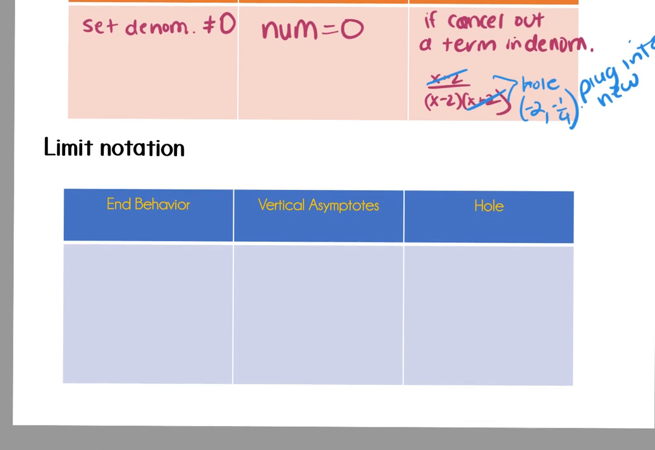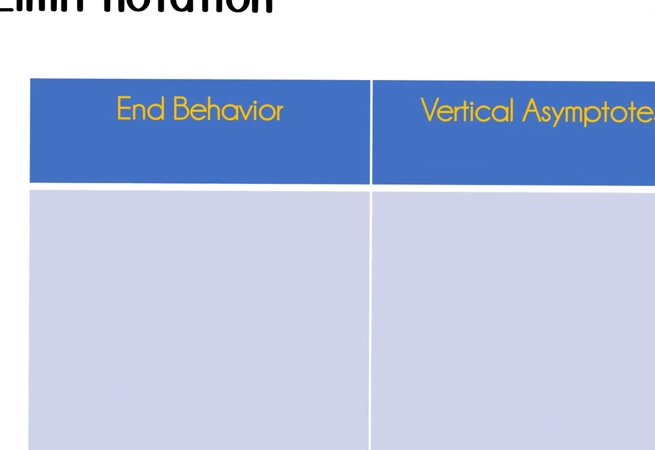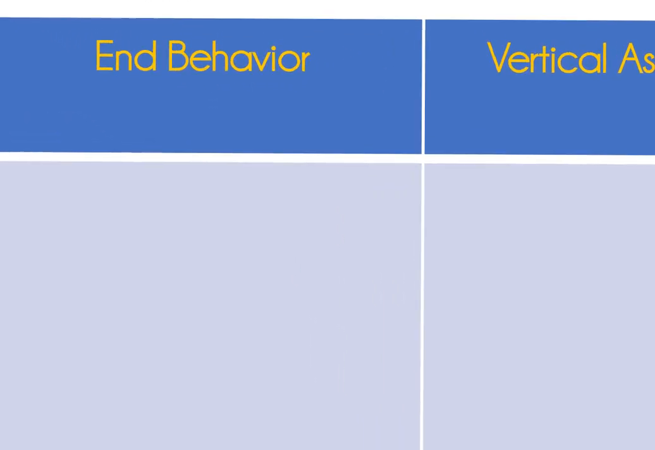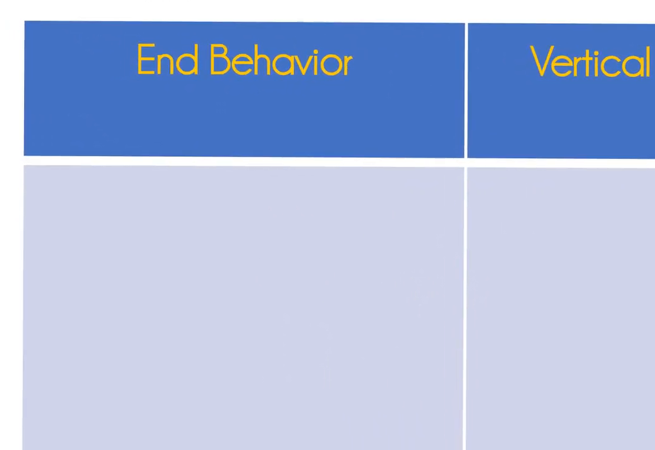First section was 1-7. We did it using end behavior. So if it says use limit notation to describe the end behavior of the function, then you're basing this on your horizontal asymptote. If there is a horizontal asymptote, then the limit is the horizontal asymptote.